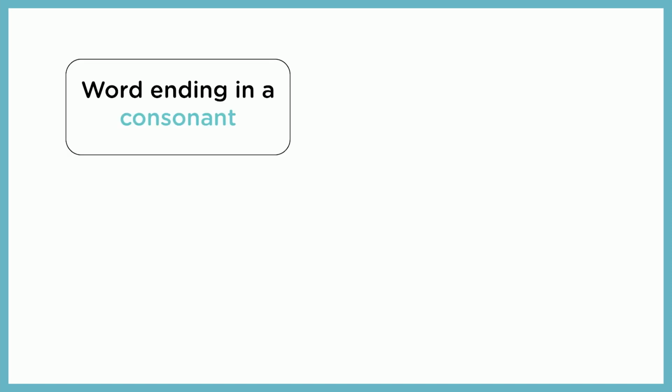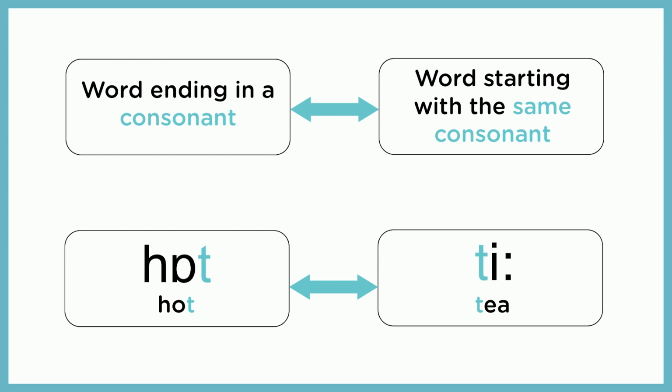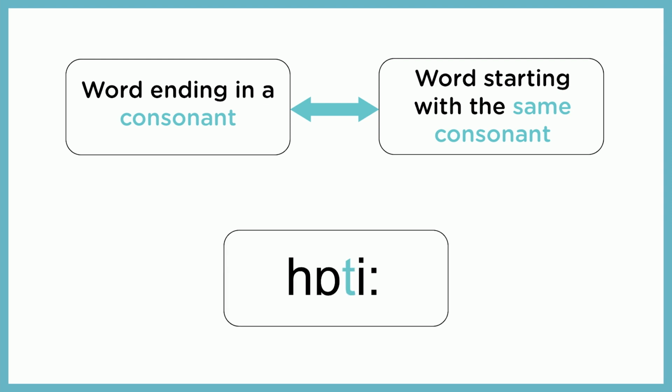Okay, so here's the combination rule. This is a lovely, easy rule to remember. Very simple. When a word ends in a consonant and the next word starts with the same consonant, the same sound, we combine them. So for example, I love drinking tea. We could have hot and tea, but we don't want to say two T sounds. We want to make it into one. So hot tea. Right. Hot tea.